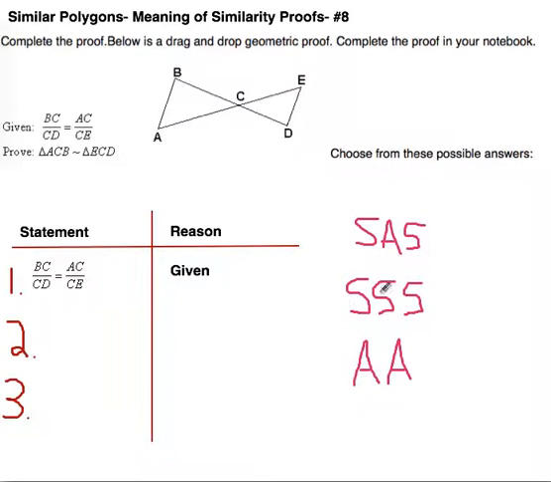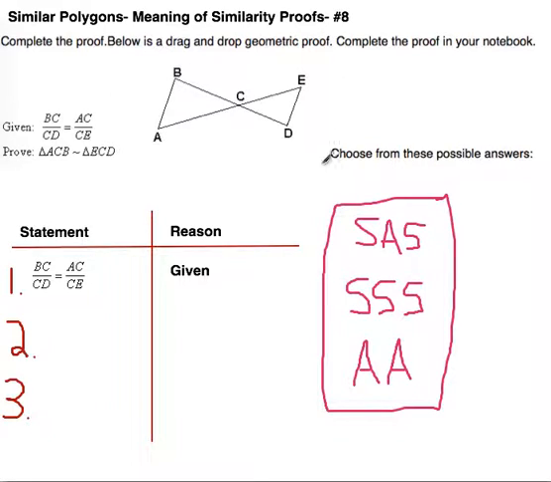And if you think about it, if you have two angles that are equal, you're going to have a third angle, but we won't get into that. You just need two angles that are equal. Alright, so keep these in mind. You're going to use these in proofs to prove that triangles are similar. Okay, so let's look back at our problem and we'll see what we can come up with.